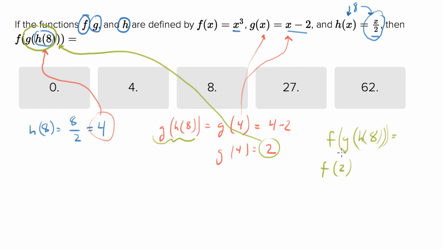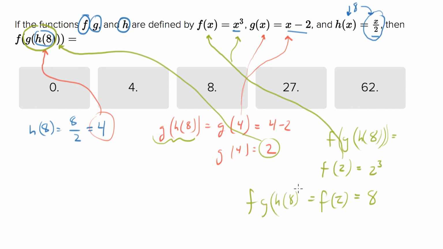Now that 2 becomes the input for the function f, and you plug in everywhere that we have an x here in the definition for f. So we get f of 2 equals 2 cubed. Oh, and that's it. So 2 cubed is 8. So f of 2, which also equals, by the way, f of g of h of 8, which is what they asked us for, equals 8.